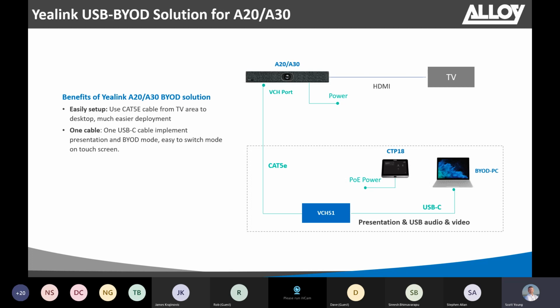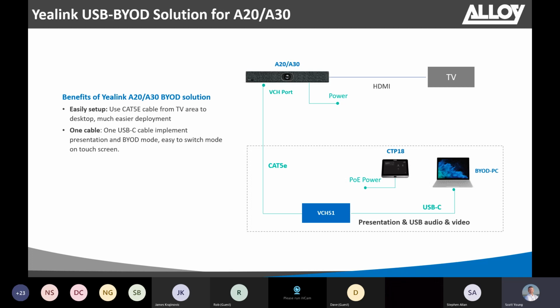So as you can see from the diagram, on the back of the A20, A30, we have two HDMI ports that can be connected to our TVs. The A20, A30 then connects to our network via Ethernet or via Wi-Fi. And that all sits at the TV. Now, on our conference room table, we might have the TTP18 control panel for the native Teams or Zoom solution. And then we've also got that VCH51 BYOD box, which is connected via Ethernet to the A20, A30.